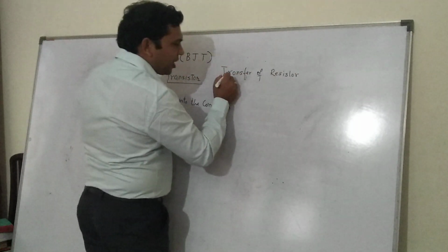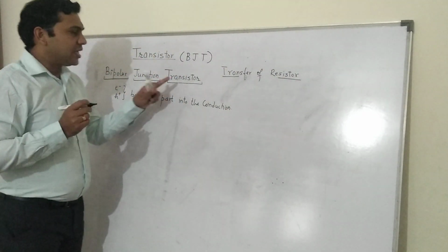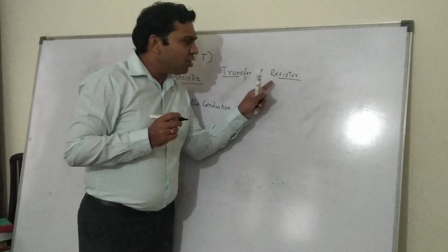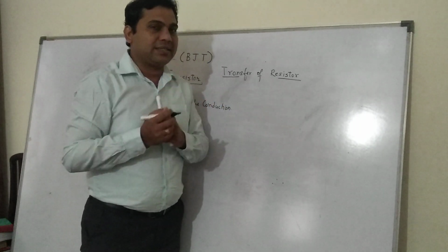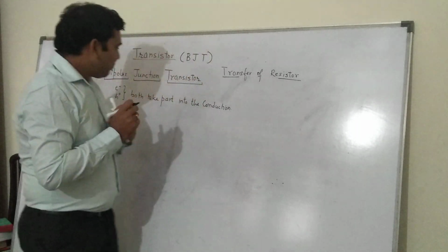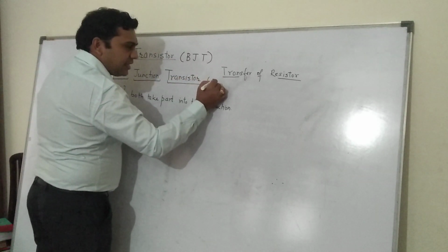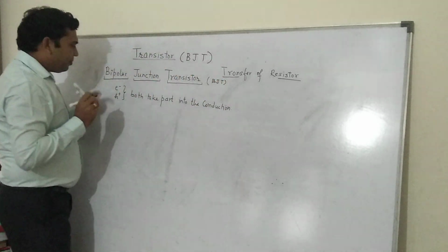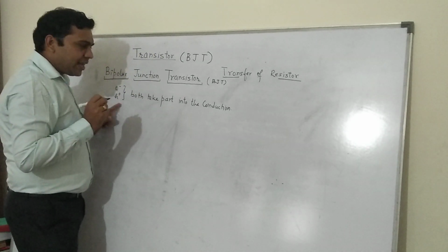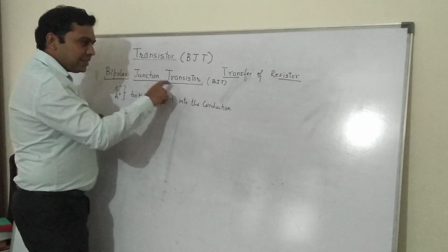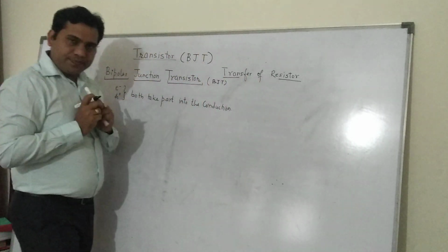So this is transistor. We will see later what is the meaning of transfer of resistor, how a signal gets transferred from low resistance to high resistance. That we will see later. We call this device a BJT. In BJT, bipolar meaning both type of polarity, both type of charge carrier take part into the conduction. The detailed meaning of transistor we will see later, one by one.